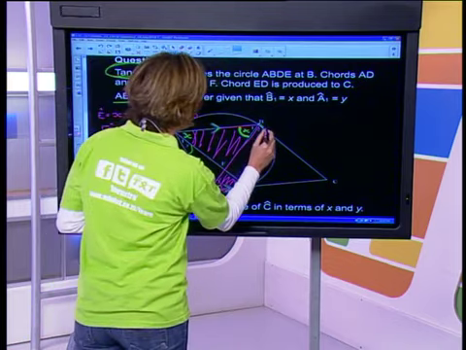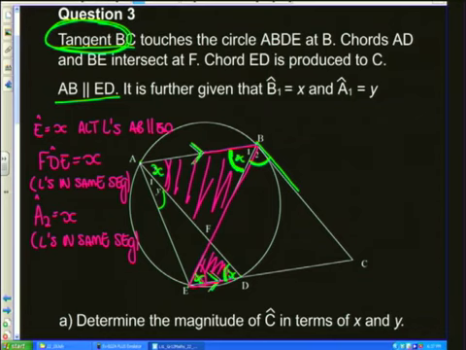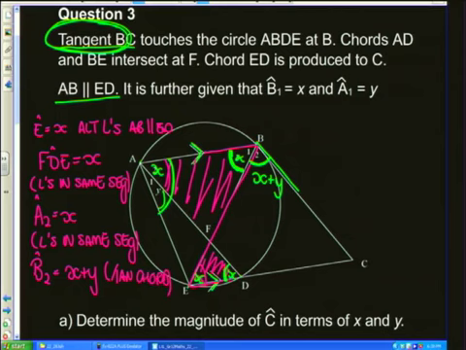I do have a tangent over here, and the tangent between the angle and the chord equals the angle in the opposite segment, so therefore that equals x plus y together. So this angle over here is x plus y. Okay, so let's write that down. Angle B2 is equal to x plus y, tan chord. Tan chord, okay?